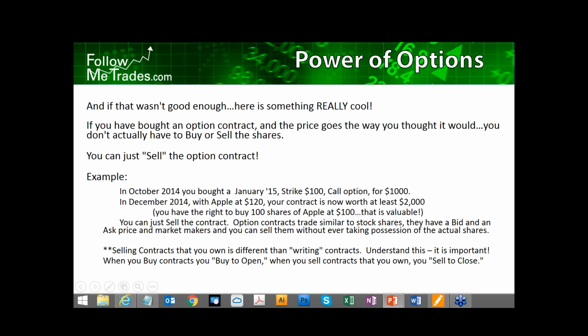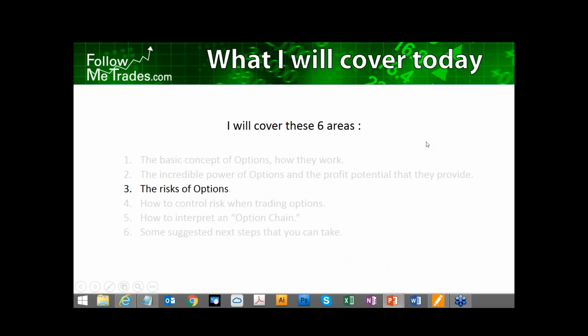Now Andrew's saying, okay, what about the risks? Yeah, there are risks, right? Let's talk about the risks of options because there are some.